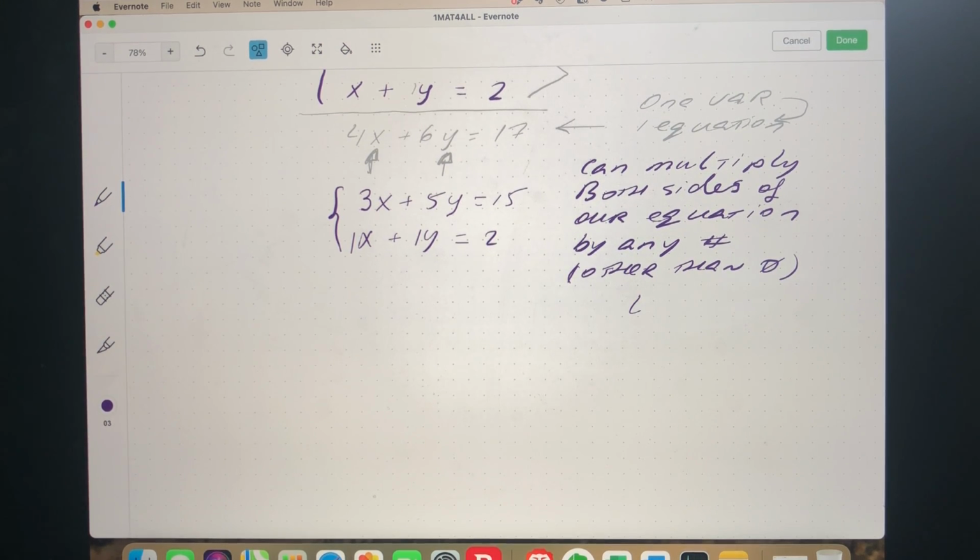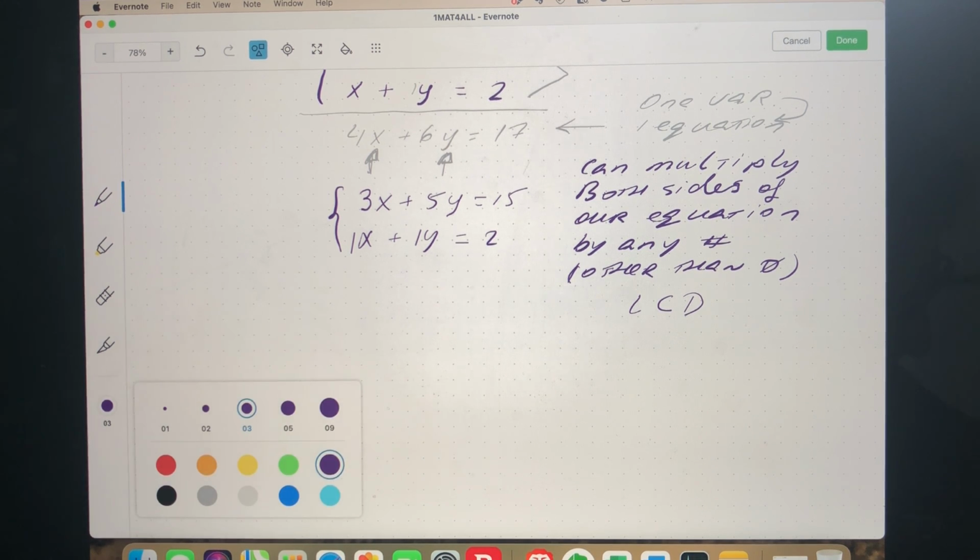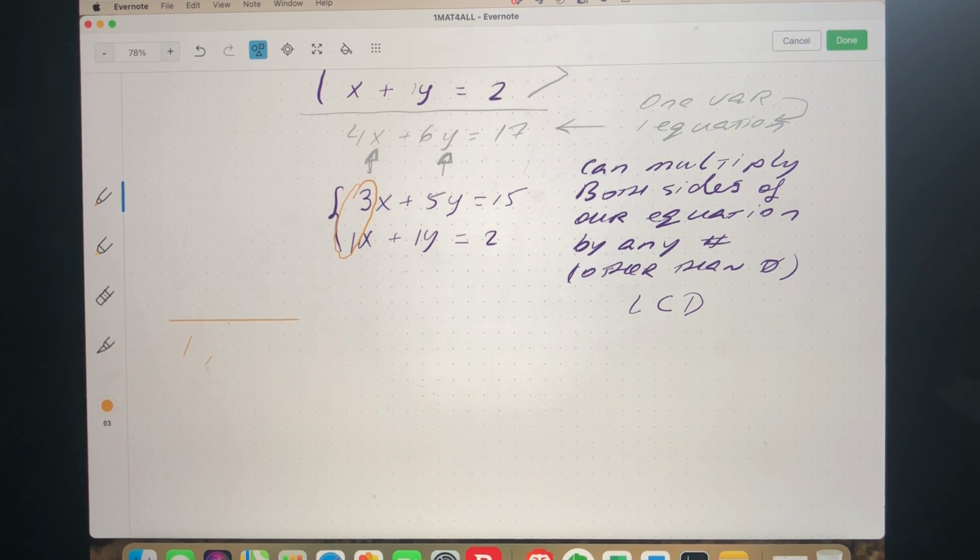So for the least common denominator, let's see for the x. For the x, the numbers in the front are 3 and 1. So if we were looking for the common denominator between 1 and 3, what is the smallest number that can be divided by 1 and 3? And that answer would have to be 3. 3 is the smallest such number that can be divided by both 1 and 3. So to cancel the x, all I need is plus minus 3.